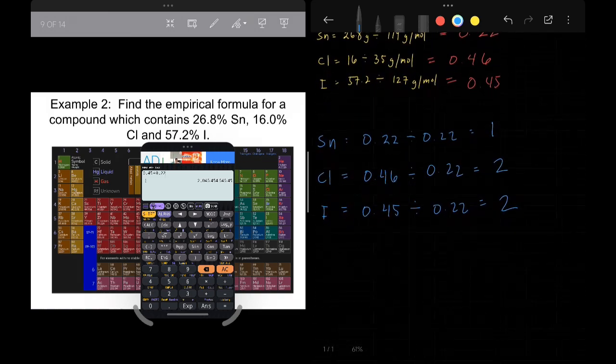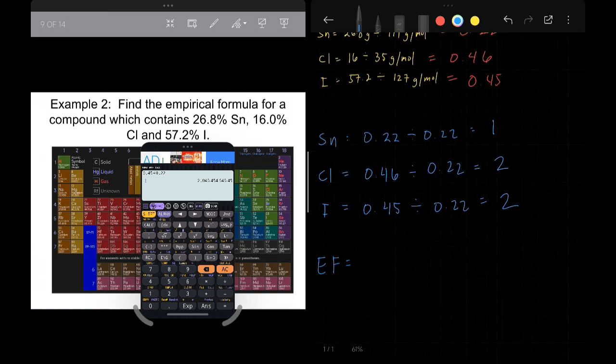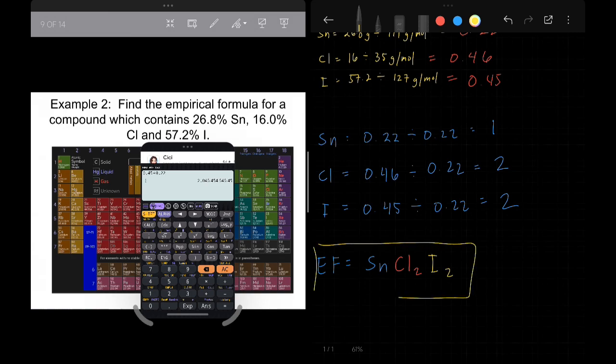And there, we got already the empirical formula. So write EF, or empirical formula, for the shortcut. So since our tin is 1, you just simply write tin. And then for chlorine, you write 2. And then for iodine, you write also 2. So there, we got already the empirical formula for this example number 2.